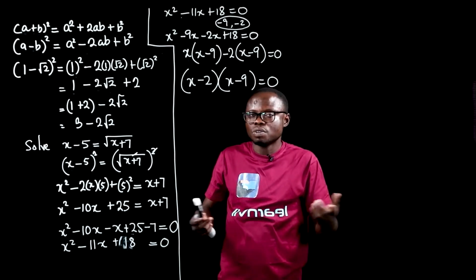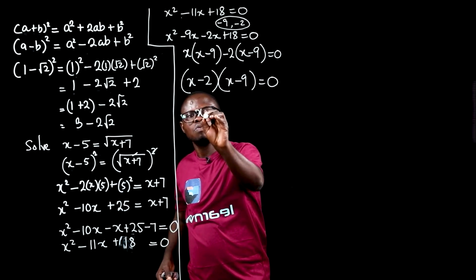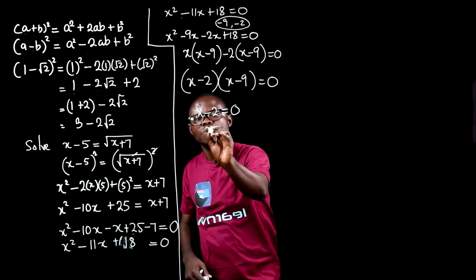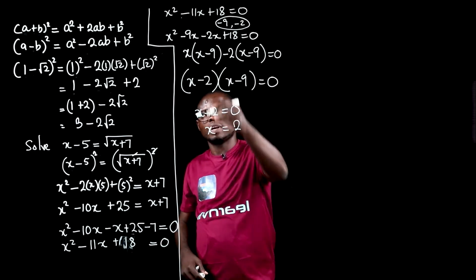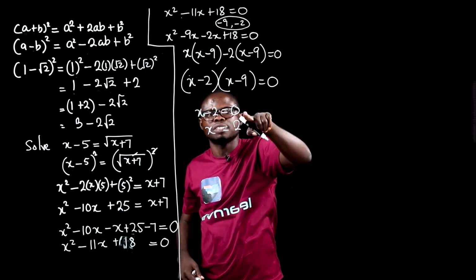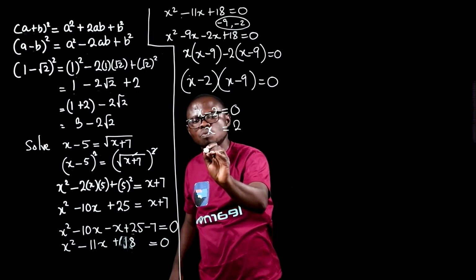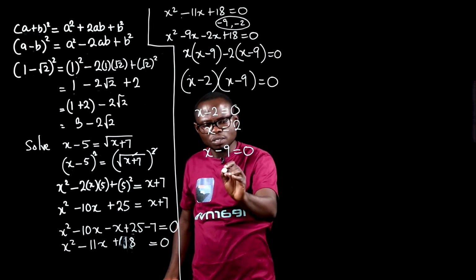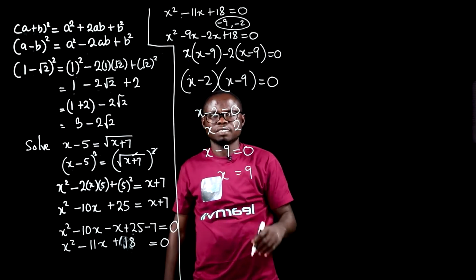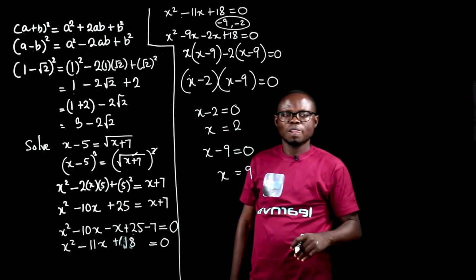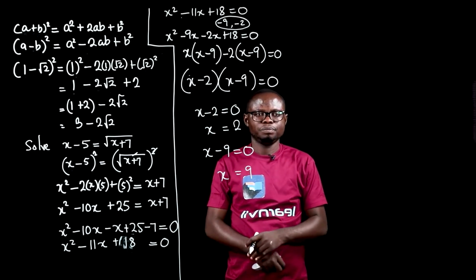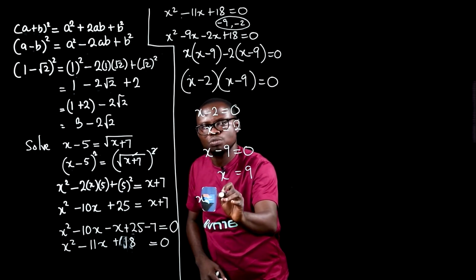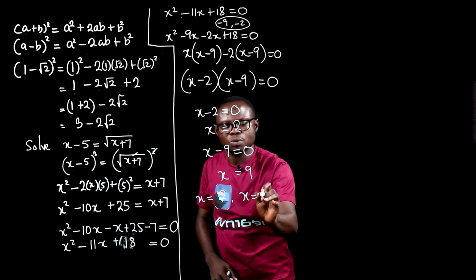How do we identify that? So we ask ourselves these questions. Question 1. What will make the first bracket 0? It is only when x is equal to 2. When x is equal to 2, 2 minus 2 gives you 0. Or what will make the second bracket be 0? It is only when x is equal to 9. So we've gotten two possible solutions. That is x being equal to 2 or x being equal to 9.